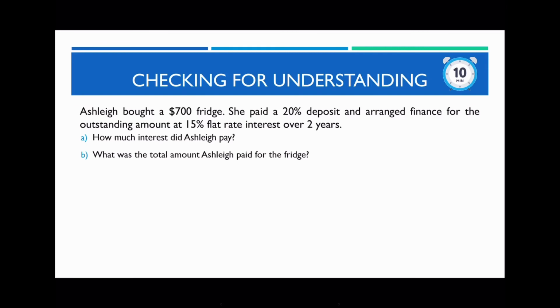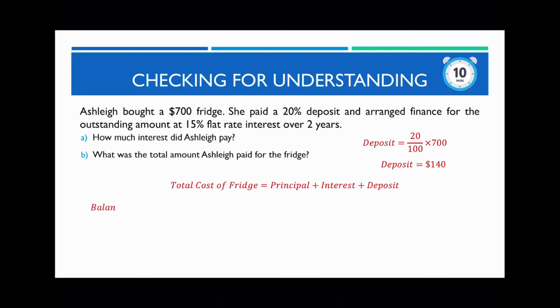So in this case, let's find out what is the initial amount that Ashley paid upfront. 20% of $700 is going to equal $140. So this is the amount Ashley has paid upfront. After we've calculated the deposit, we can calculate the balance, meaning the amount of money that Ashley still needs to pay or owe after she's made the deposit. Therefore, that's going to be 700 minus 140. This will give you an answer of $560.